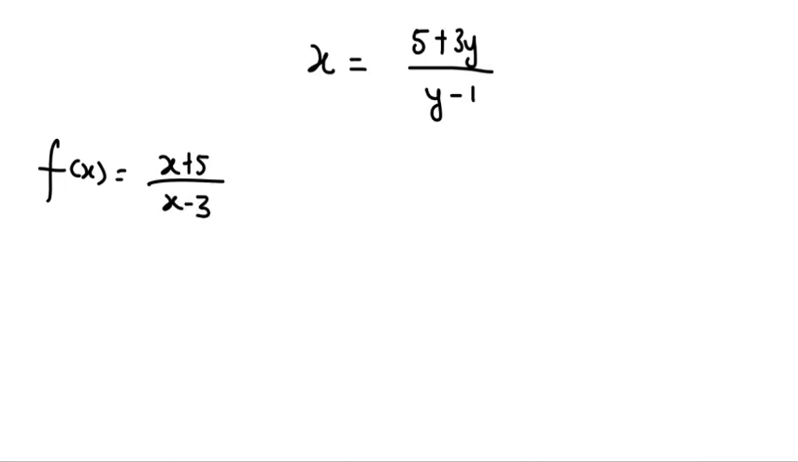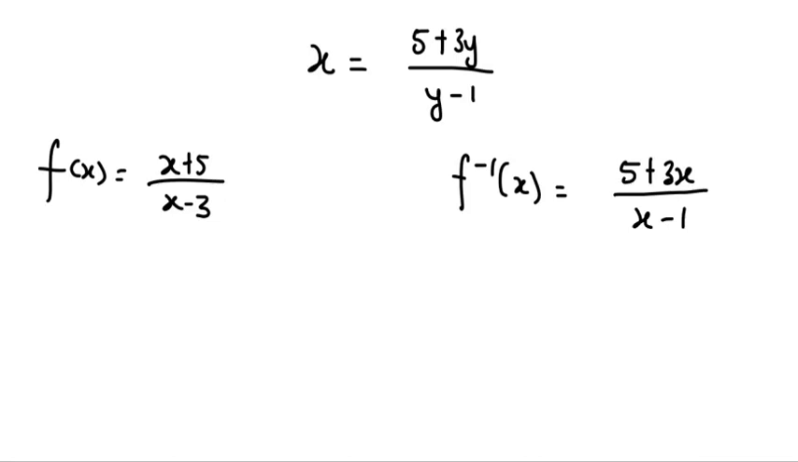Now, in this x value, we're going to replace y with x, and that is going to give us the inverse of this function, which is going to be 5 plus, not 3y, but 3x, and then divided by, not y minus 1, but x minus 1. So this is the inverse of this function.